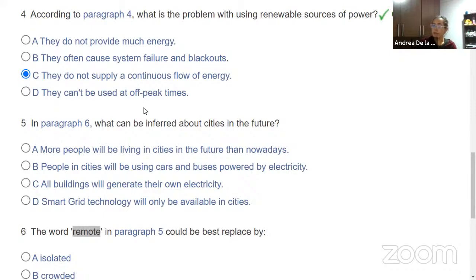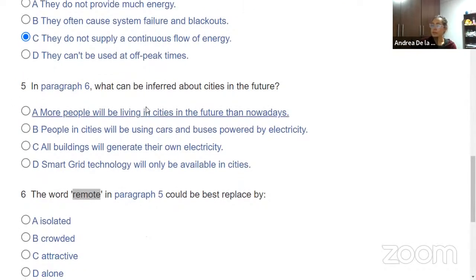Okay. Now, question 5 says, in paragraph 6, what can be inferred about cities in the future? So I'll give you guys some time. Let me know what you think.